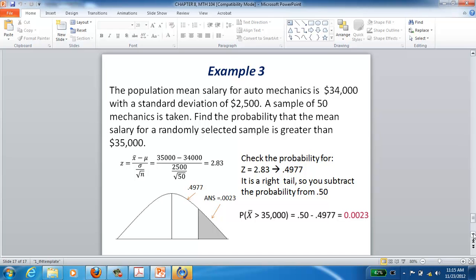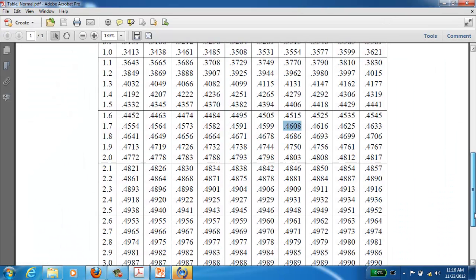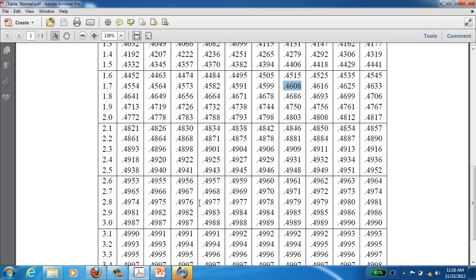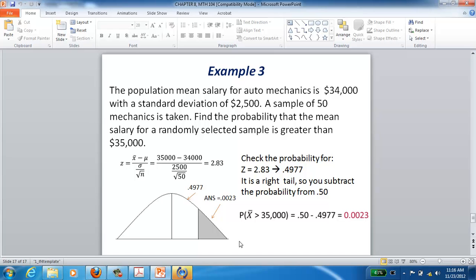Last problem, the mean is 34,000, the standard deviation is 2500, and the sample size is 50. So we calculate the z-score, and it is equal to 2.83. So one more time, this is the probability between 34,000 and 35,000. So for 2.83, this is 2.8, the probability is 0.4977, and then since we have a right tail, we subtract from 0.5. So the answer will be 0.0023.